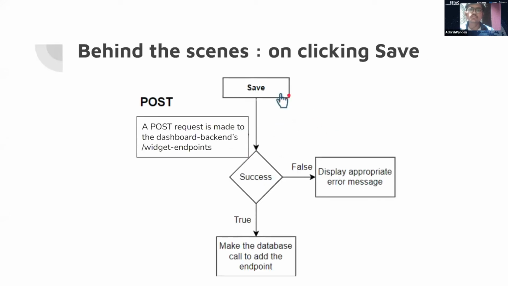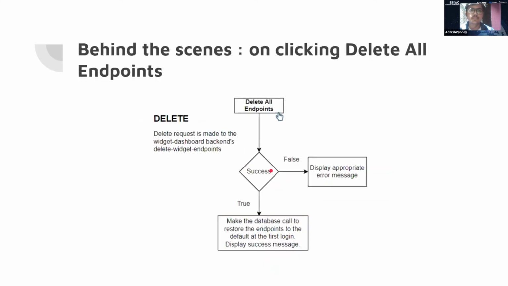When you click on the save button, a POST request is made to the dashboard backend's widget endpoint, and if we get a success from there, we'll make the database call to add the endpoint, else we'll display an appropriate error message. On clicking delete all endpoints, we'll make a DELETE request to the dashboard backend's delete widget endpoint. If it succeeds, we make a database call to restore the endpoints to default at first login, as in the endpoints manager state will have just the one endpoint that we saw for the user that is not logged in. If it's not successful, we'll display an appropriate error message.